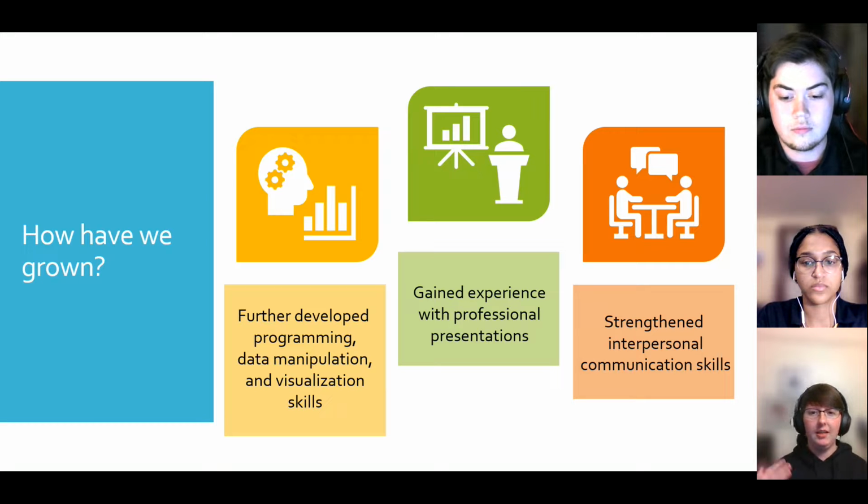In addition, Kwaku and I were both remote, so we were able to strengthen our communication skills through Teams. We were able to continuously communicate with our partners, make sure we were all accomplishing things. We were getting work done, even though we were all in different locations. So that was really great.